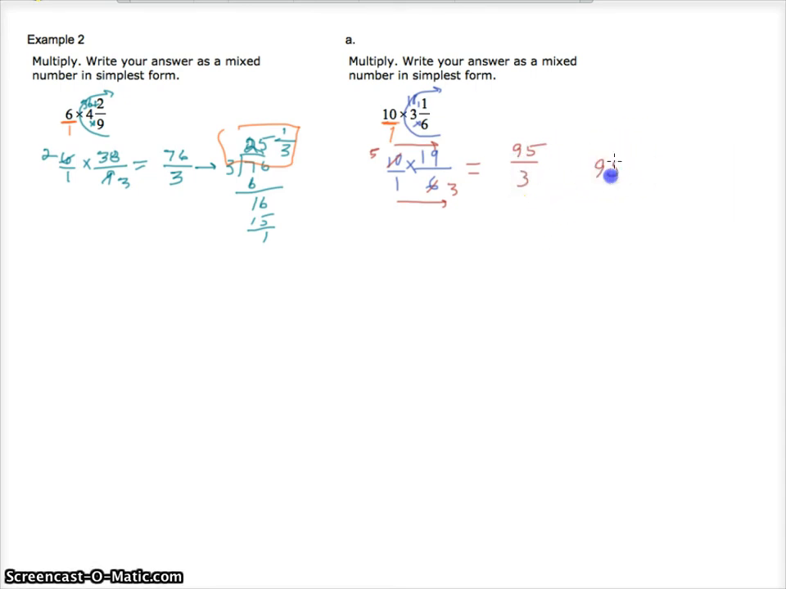Next, I want to divide 95 by 3 to make a mixed number. 3 goes into 9 3 times. 3 goes into 5 once. That gives me 3. And I end up with 2. So I end up with 31 and 2/3 as my solution. So remember, fishhook, multiply, divide out at the end. Good luck.